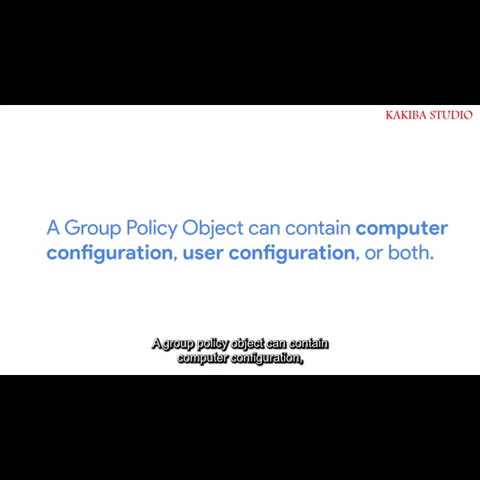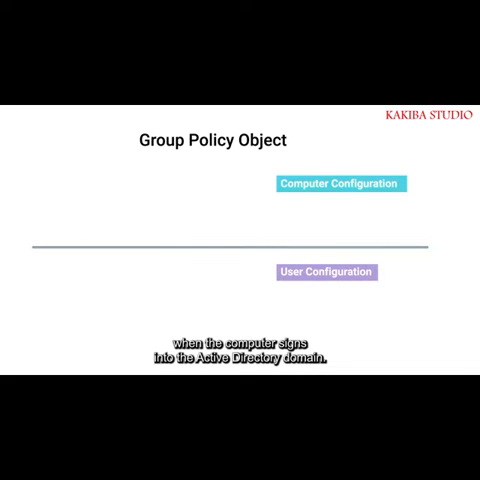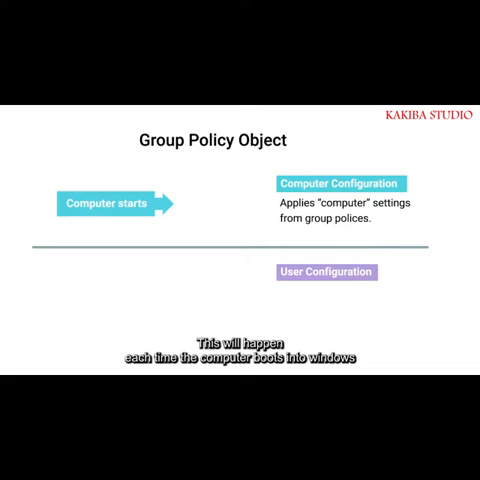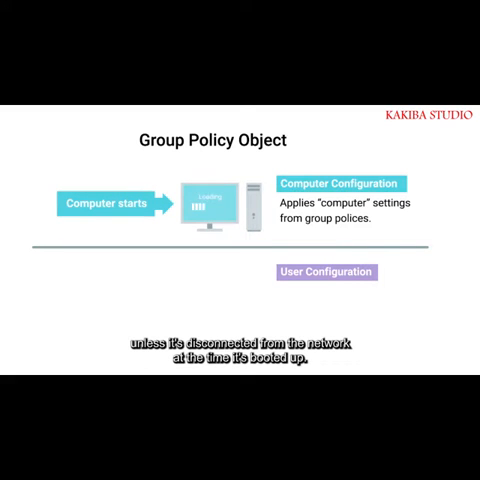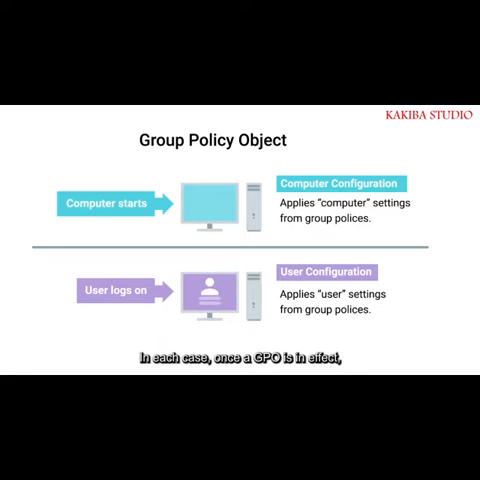A group policy object can contain computer configuration, user configuration, or both. These are applied at different times. Computer configuration is applied when the computer signs into the Active Directory domain. This will happen each time the computer boots into Windows, unless it's disconnected from the network at the time it's booted up. User configuration is applied when a user account is logged onto the computer. In each case, once a GPO is in effect, it's checked and enforced every few minutes.